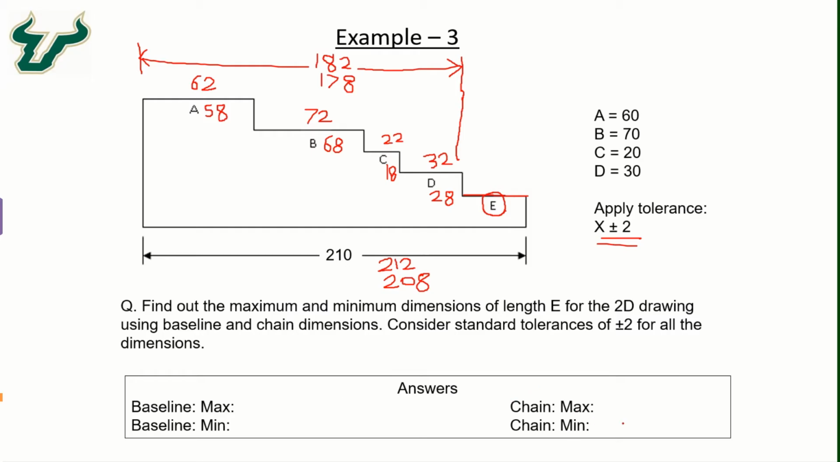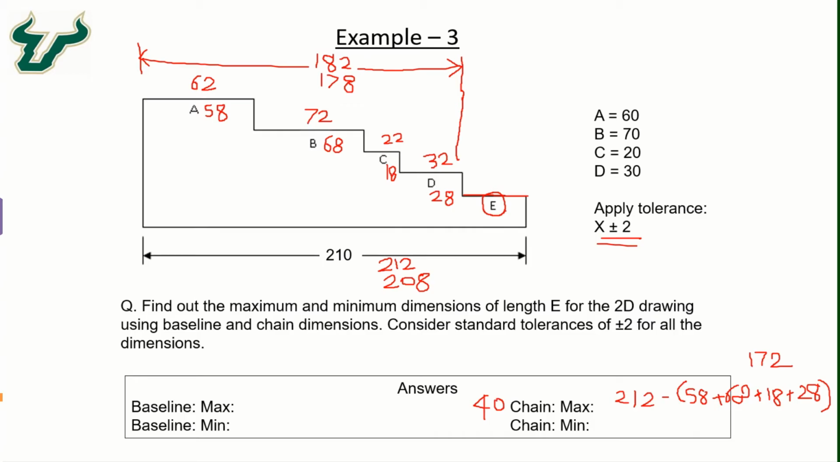So for the chain dimensions, the maximum value will be the maximum overall and the minimum inner ones. The maximum overall is 212, and the minimum of the individual dimensions when we add them up will be 58 plus 68 plus 18 plus 28. That comes out to be 172, and when we subtract, 212 minus 172, we get the maximum possible value using the chain dimension as 40 units.